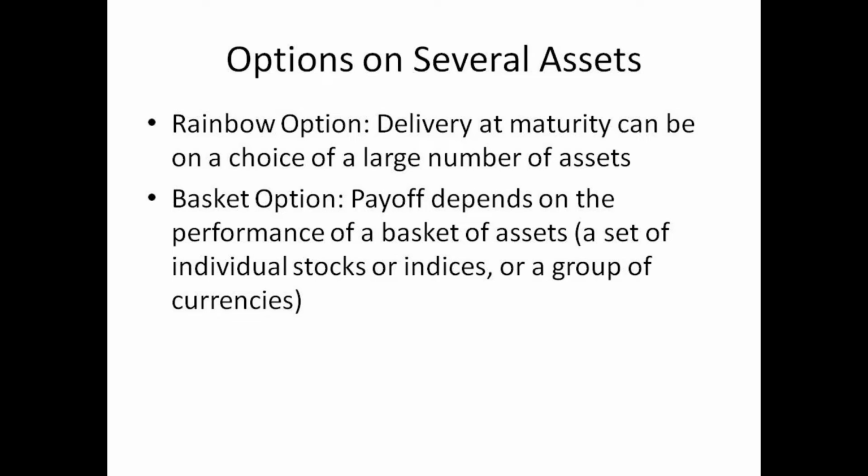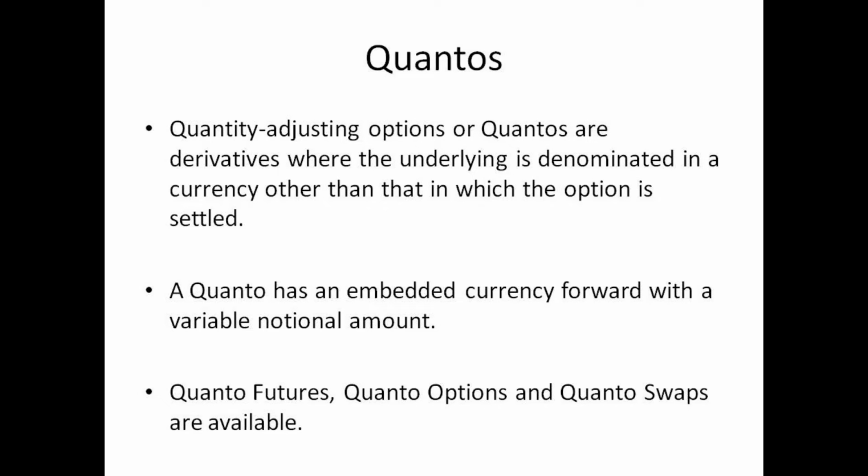Our next one up are Quantos. Quantos are quantity adjusting options, and they're derivatives where the underlying is denominated in a currency other than that in which the option is settled. A Quanto basically has an embedded currency forward with a variable notional amount in it. Quanto futures, Quanto options, and Quanto swaps are all available. Quantos are often used when an investor feels that the underlying asset is likely to perform well, but they are concerned about the currency in which it's denominated.